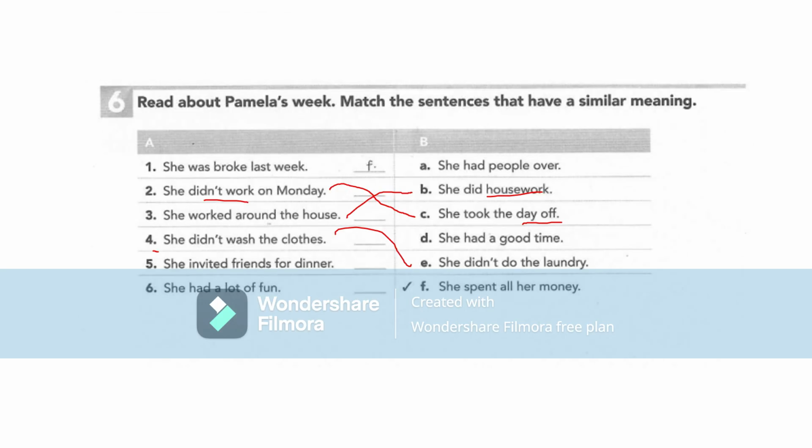Jennifer, letter A. Where on Sunday? Where did you go on Sunday? We went to an amusement park. Well done. Where did you go on Sunday? We went to an amusement park.